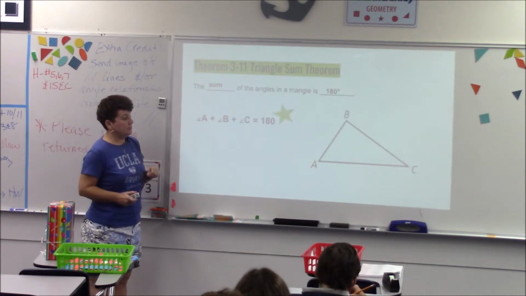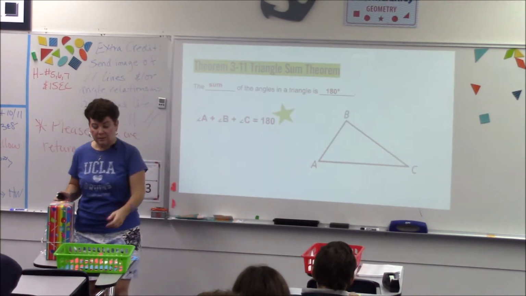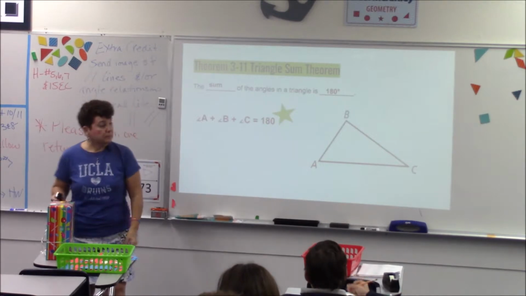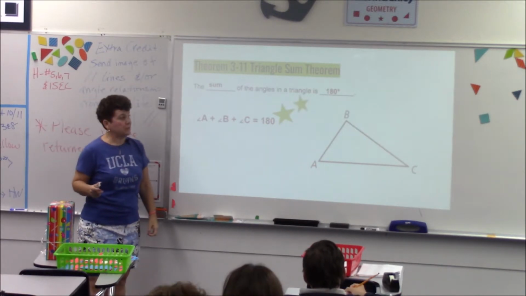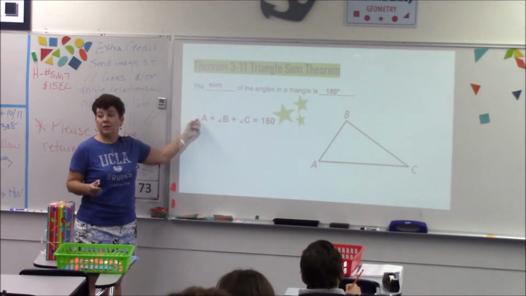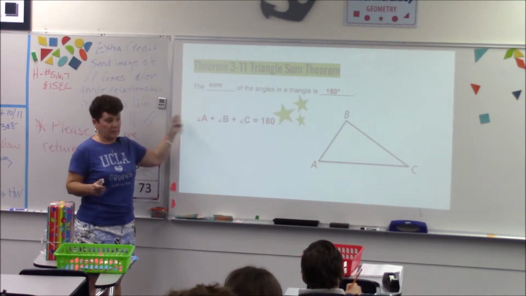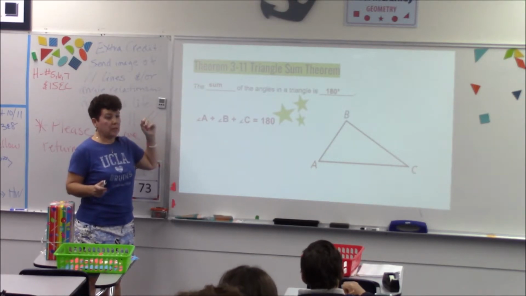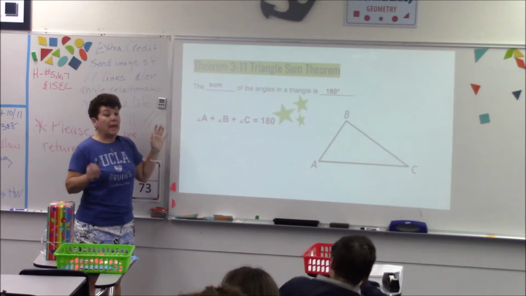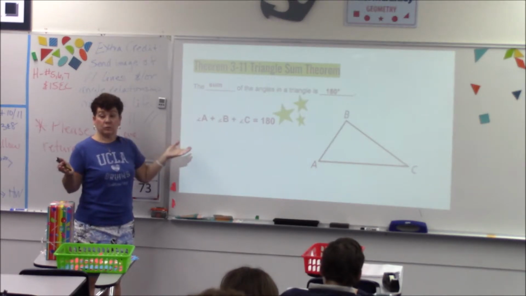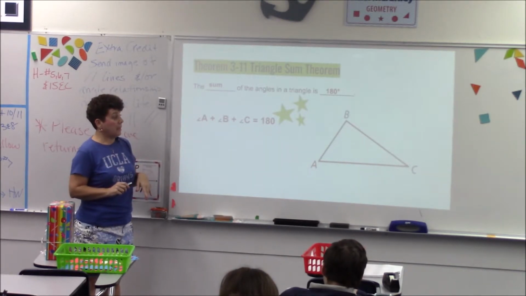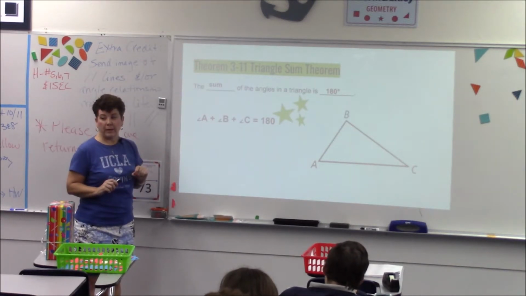All right, now please put a star, put 2 stars, put 3 stars. You need to remember this. You're going to use it, you need to remember. And we're going to use it to check our answers. When we're doing multiple step problems, you always want to make sure that your triangle has a total of 180.